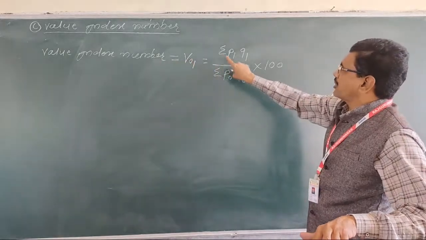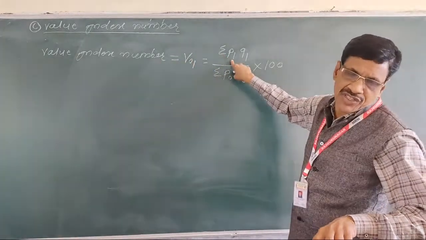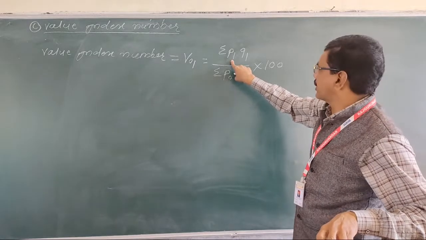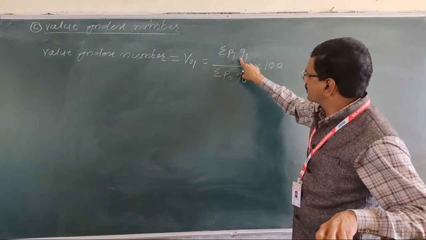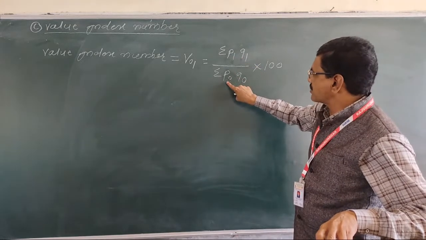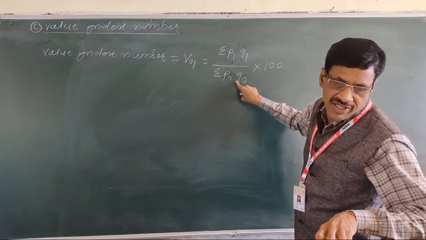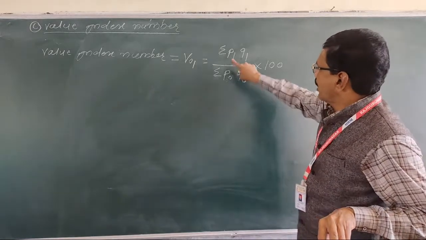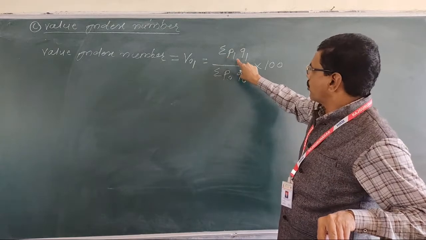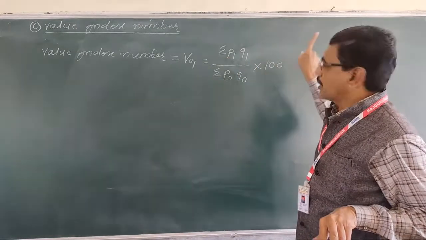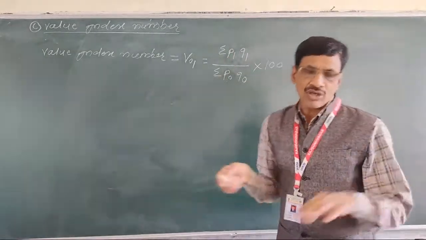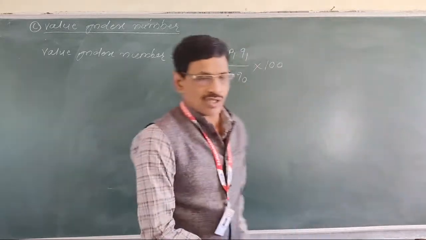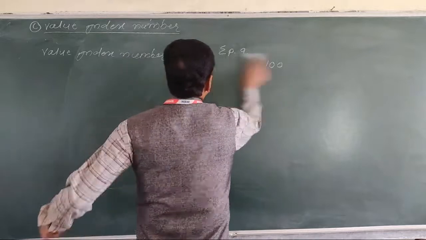What is the meaning of summation P1Q1? It is the sum total of the product of the price and quantities of the current year, and summation P0Q0 is the sum total of price and quantities in the base year. Clear? Okay, so apply the formula first and then solve the problem. Is that clear? Okay.